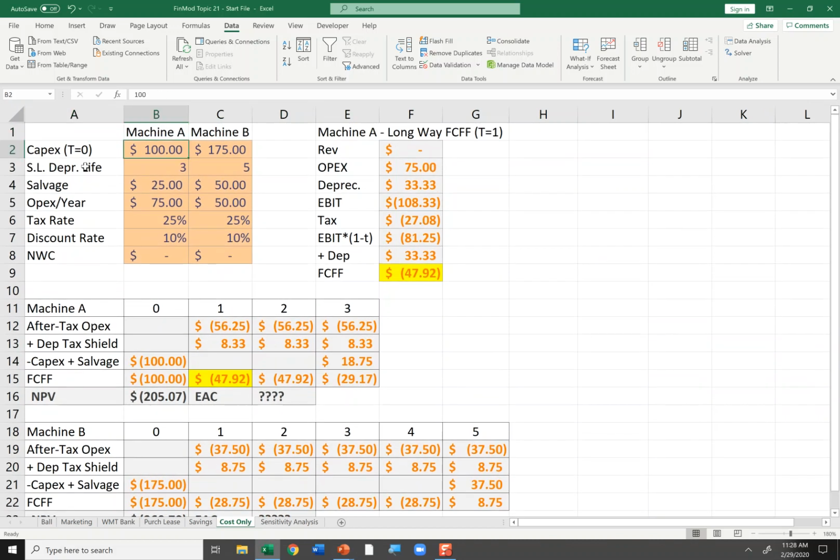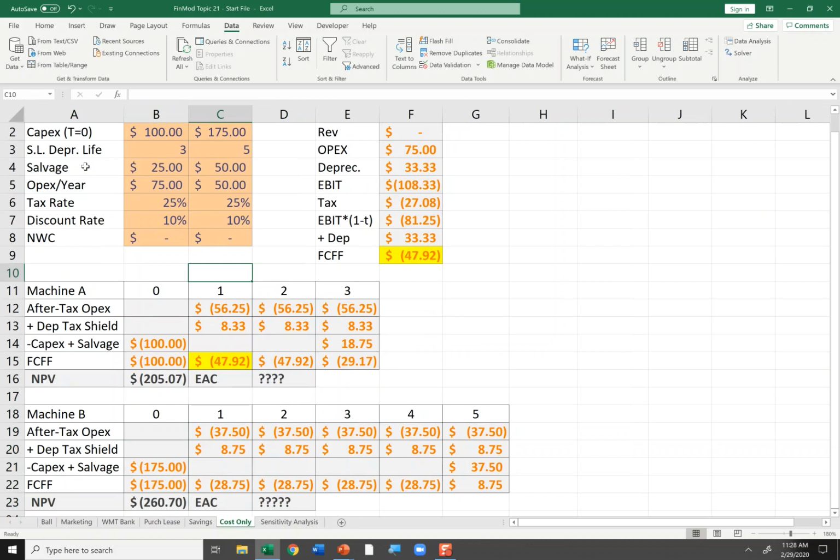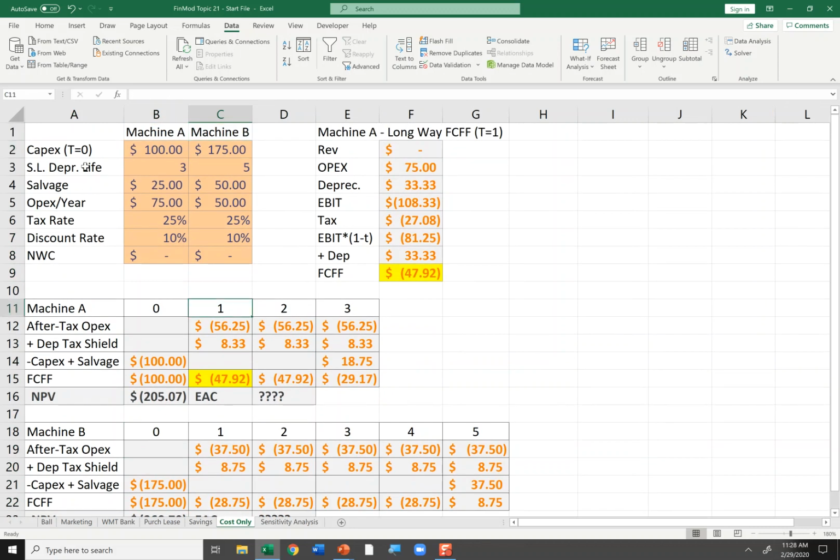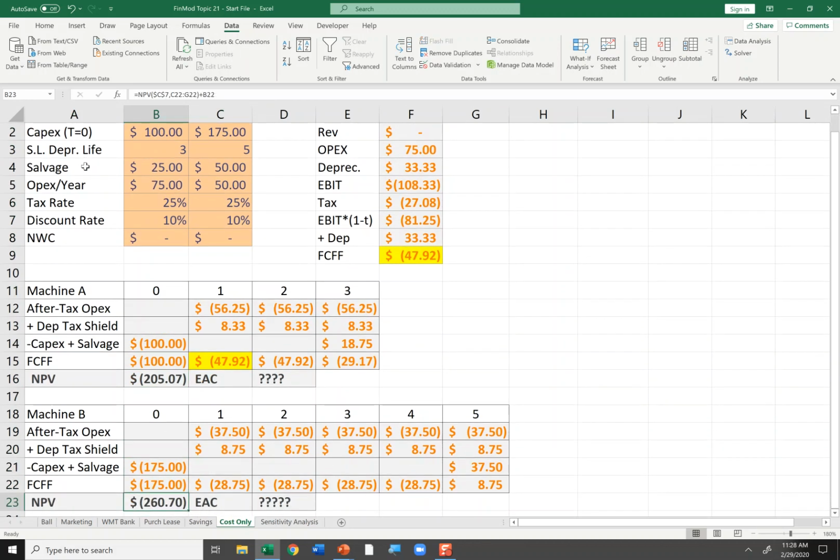I have machine A. That's going to cost me $100,000, depreciated over 3 years with a $25 salvage. It's going to cost me $75 in OPEX per year, tax rate of 25%, discount rate of 10%, and no working capital. So I'll take my after-tax OPEX, my depreciation tax shield, the cost today, and the after-tax salvage. So these are my free cash flows. I'll do the same thing for machine B. Machine B has slightly different numbers and lasts for 5 years, but the same calculations. If I calculate the NPV of machine A, it's negative 205. The NPV of machine B is negative 260.